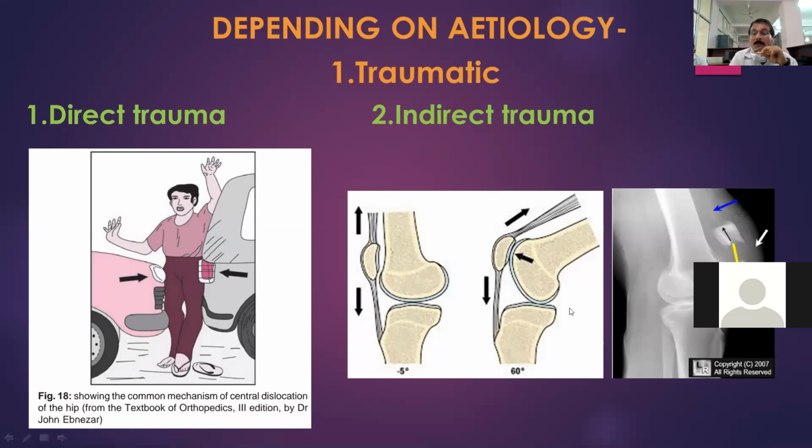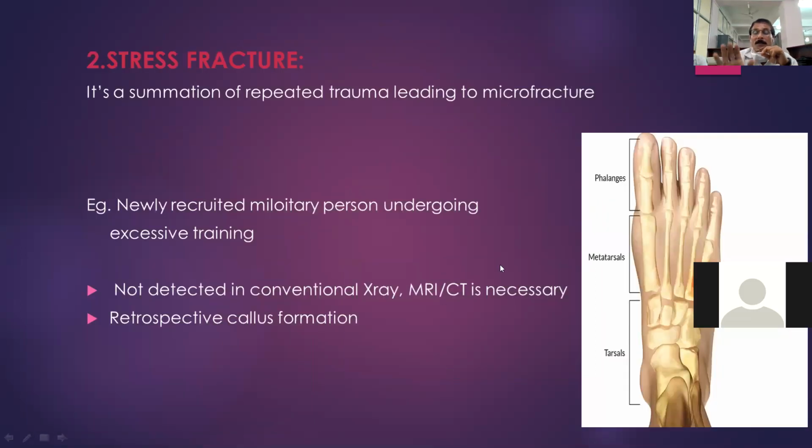But indirect trauma, you see, may happen here: because of violent spasm of this muscle, there may be a fracture of the patella. Here it is not because of direct trauma; the indirect trauma may lead to fracture of the patella. So that is called indirect trauma.